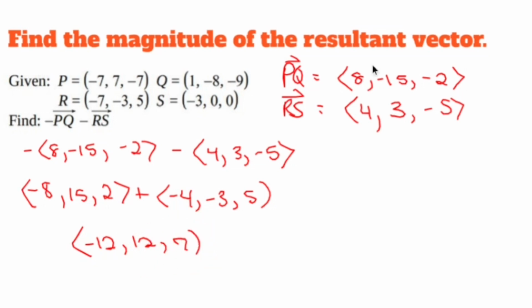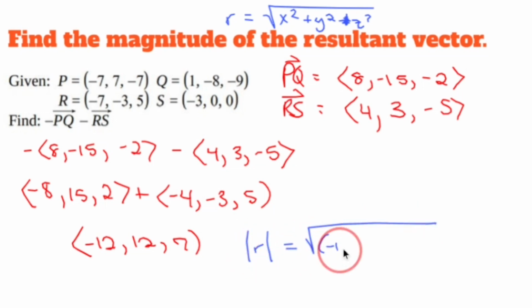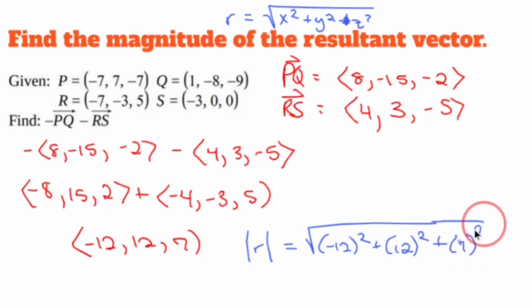Now, in order to find the magnitude of that, we use this formula right here for 3D vectors, x squared plus y squared plus z squared. And so I'll just say the magnitude, r, is going to equal the square root of negative 12 squared plus 12 squared plus 7 squared. Let's type that into a calculator, and you end up with 18.358.